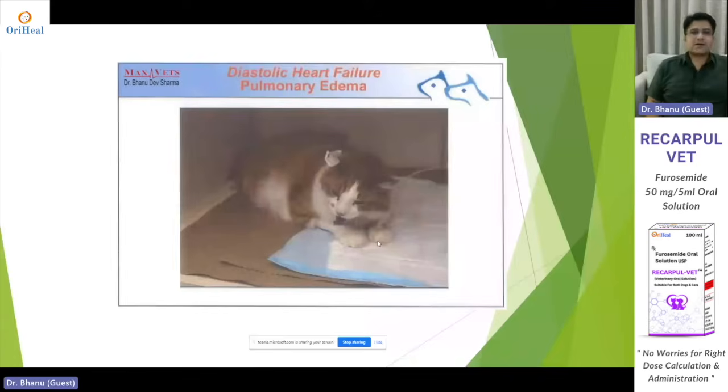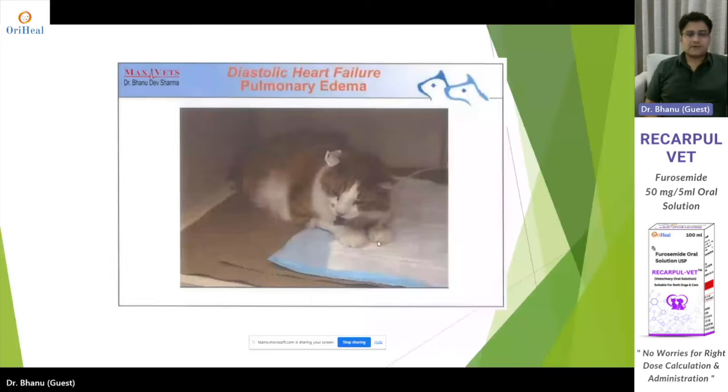So diastolic heart failure, some of us who have seen this would know that in diastolic heart failure there would be pulmonary edema, there can be pleural effusions, and the cat would come to you in a real emergency with open mouth breathing, severe dyspnea and tachypnea, as if the cat is about to die. And trust me on this, if you don't handle the case immediately, if you don't initiate all the diagnostics and treatment immediately, the cat just may collapse, right?